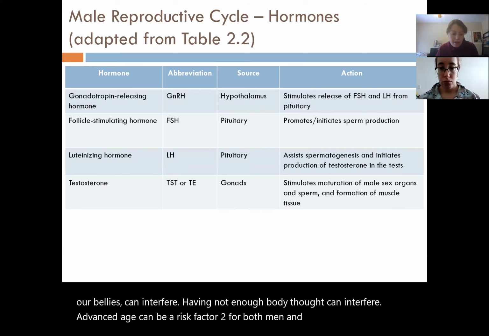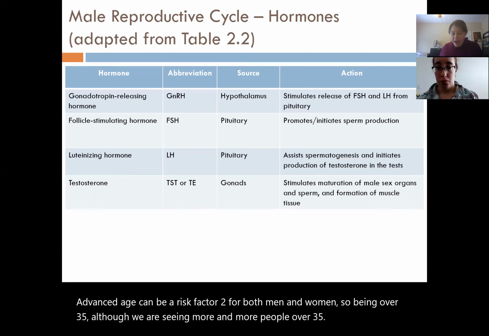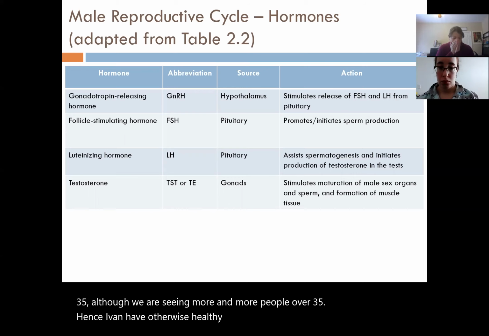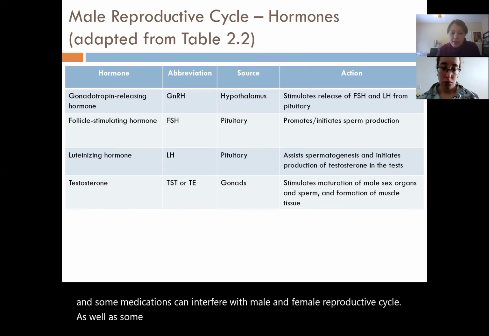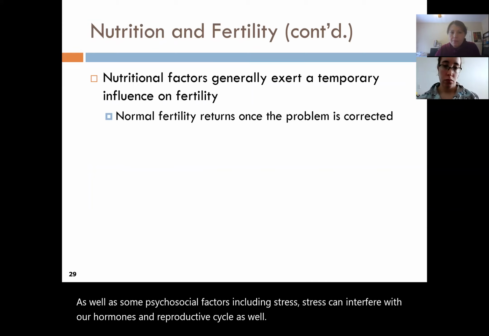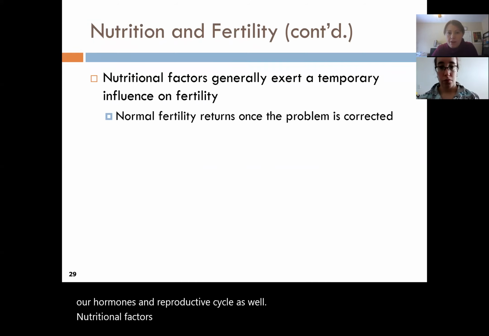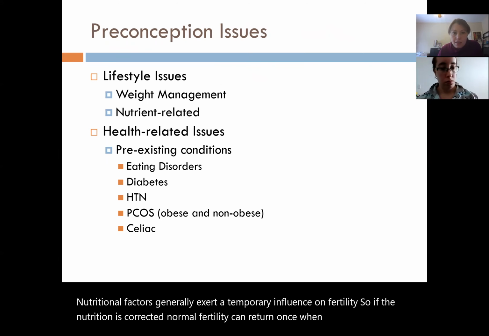So being over 35, although we are seeing more and more people over 35 conceive and have otherwise healthy pregnancies. Some medications can interfere with the male and female reproductive cycle, as well as some psychosocial factors, including stress. Stress can interfere with our hormones and reproductive cycle as well. Nutritional factors generally exert a temporary influence on fertility. So if the nutrition is corrected, normal fertility can return once that problem is fixed.